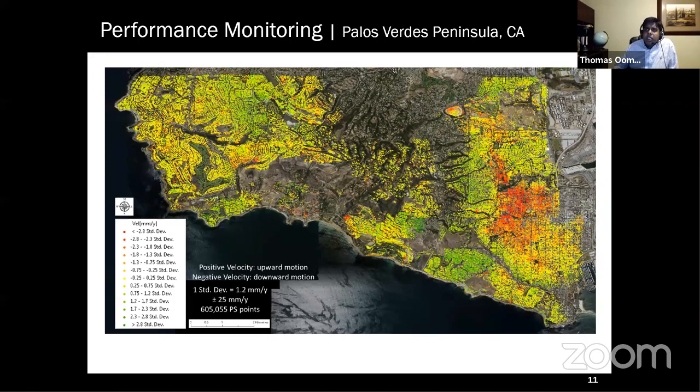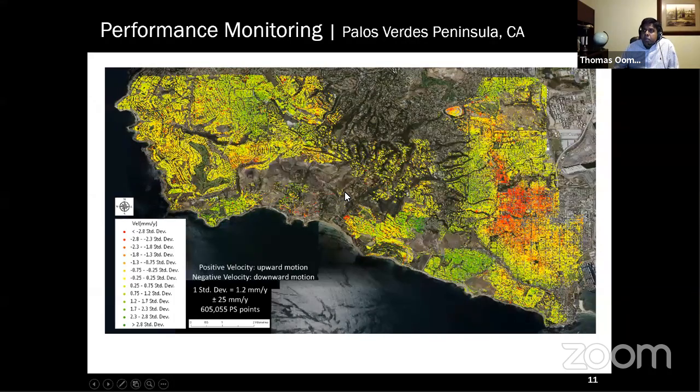The first case study that I want to show you is from the Palos Verdes Peninsula in California. Here, let me give you some scale for your reference. You can see the scale is given, it is about 2 kilometers. So this is roughly a 5 kilometer by 10 kilometer area, about 50 square kilometers that we are monitoring. So quite a large area. And now, what do these colors represent? What do these points represent?